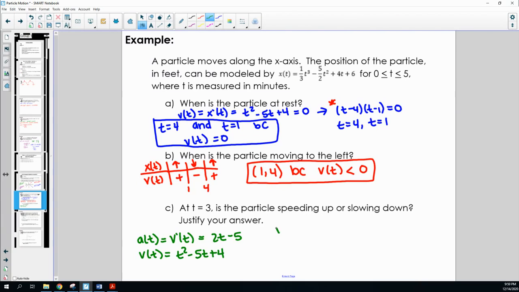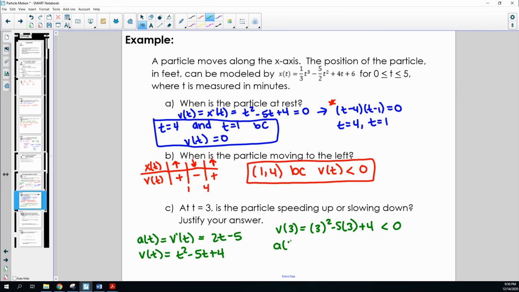So I'm going to do v of 3 first. I'm plugging 3 in for my t. So this is going to be 3 squared minus 5 times 3 plus 4. And I don't really care about the number. I care about the sign. But we can figure it out anyway: 9 minus 15 is negative 6, plus 4 is negative. So I just care that this is, let's not put equals here, let's put just less than. So this is going to be less than 0. That means that my velocity at 3 is a negative number.